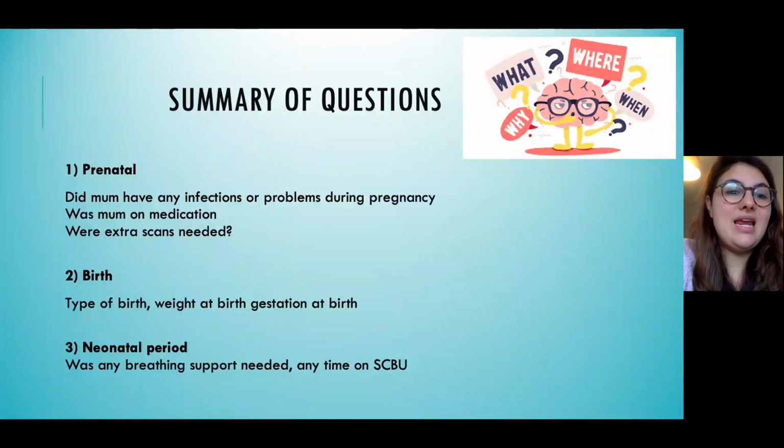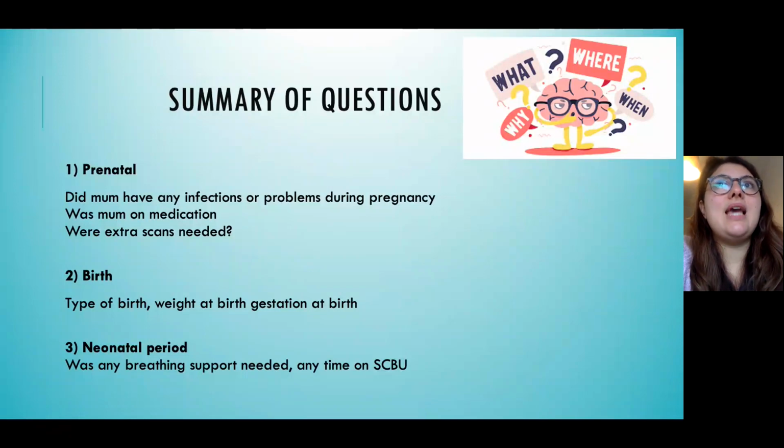And last of all, their neonatal period. So did they spend any time on SCBU or NICU? And did they need any breathing support? Those are the three main sections, and those are the main questions that you should ask mum. Depending on the answers, it may be a quick yes or no. If they answer yes, then go into further detail to find out more information about those different areas of their pregnancy, birth, and neonatal period.